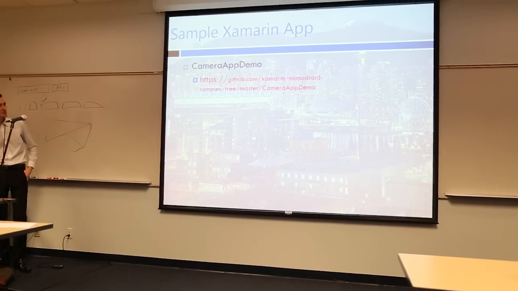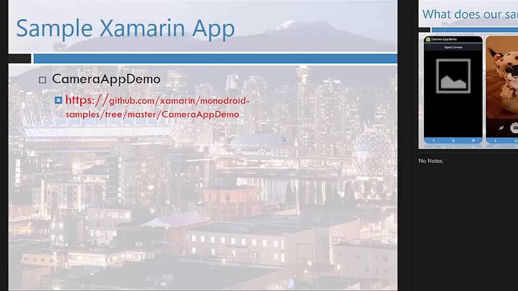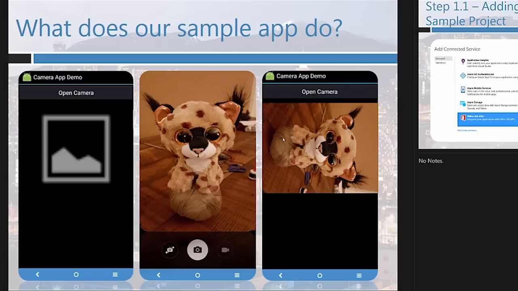So we're going to be using this sample. The link's going to be available to you. I'll also provide a link on my blog to whatever we've extended from that. But the link to the camera app demo is this. The camera app demo, all it does for now is just open the camera, you can take a picture, and it's stored in your device.